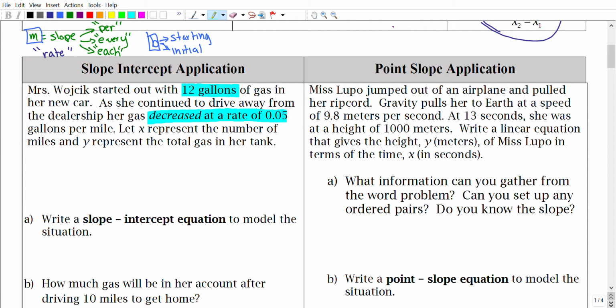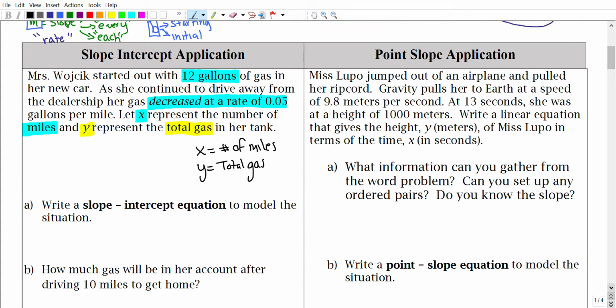Let X represent the number of miles, so X represents miles, and Y, let me use a different color, Y represents total gas. I'm going to write myself a little note of that last sentence off to the side, because we might need it in our final answer. So X represents the number of miles, and Y represents total gas. Let's see what's being asked of us in part A.